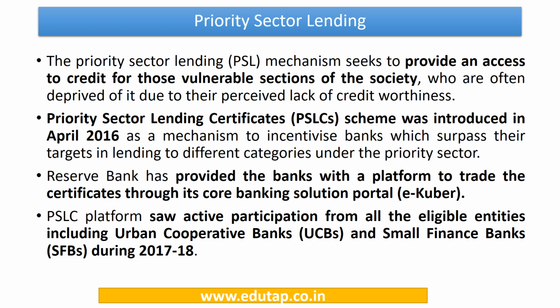Now RBI has provided the banks with a platform to trade these certificates, and this is through its core banking solution portal, which is the eKuber portal. I believe you must be aware of this. And this platform saw active participation from all the eligible entities, including urban cooperative banks and small finance banks. So all the entities participated in the priority sector lending certificates trading.